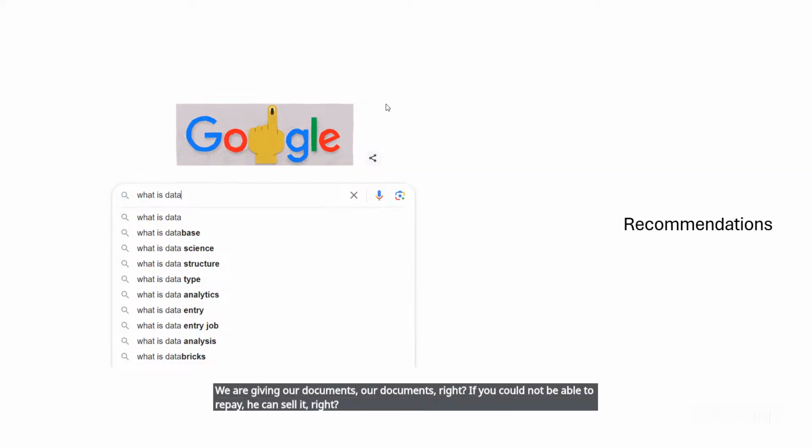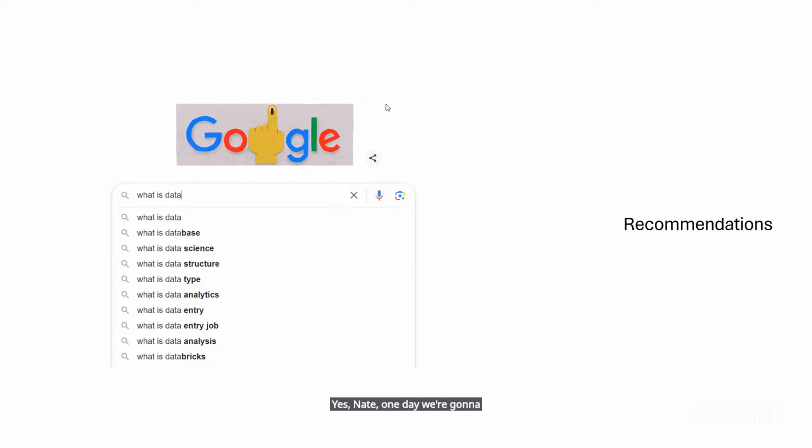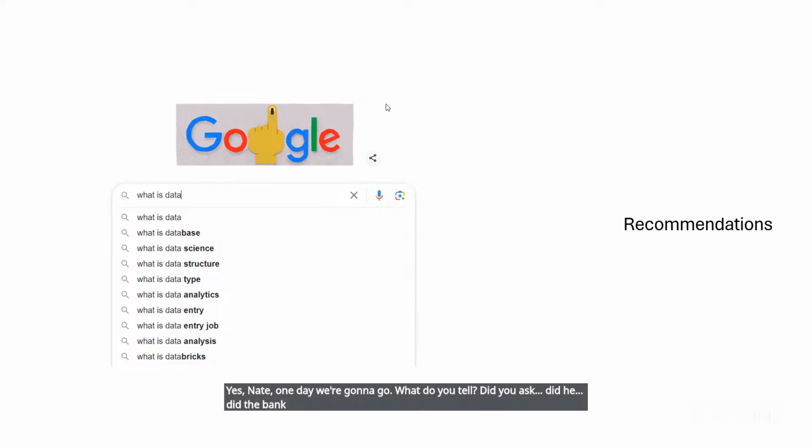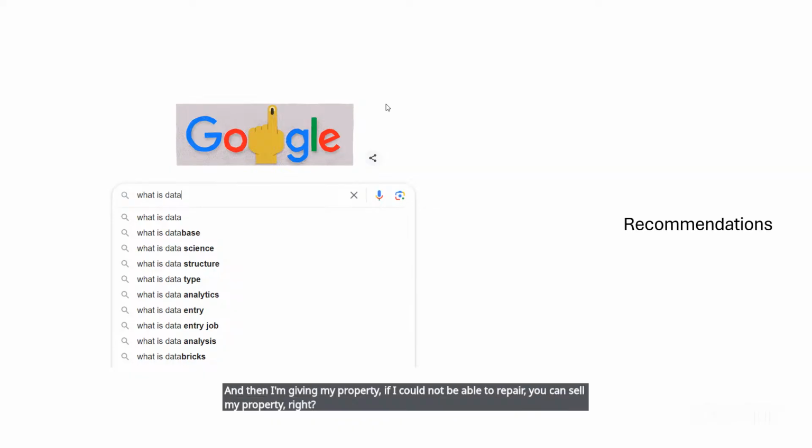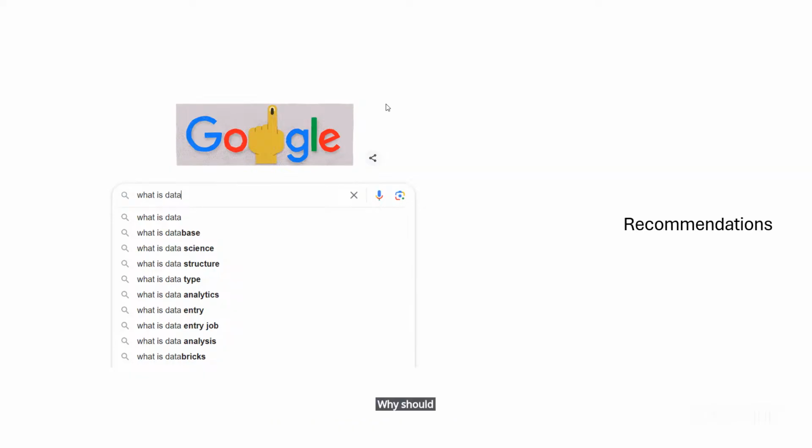Did the bank ask you to go for insurance? Now tell me, is it really required to have insurance? Why is it required? I give my property. If I cannot repay, you can sell my property, right? Why should I buy the insurance?